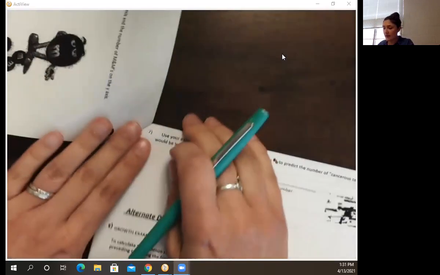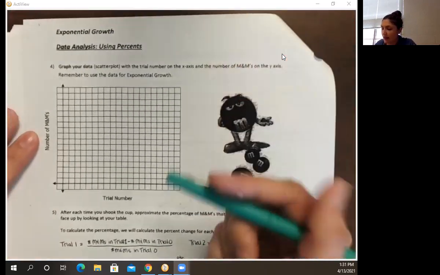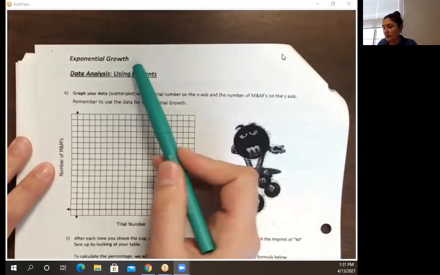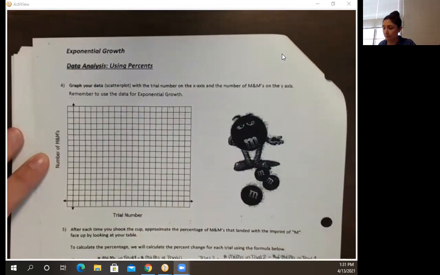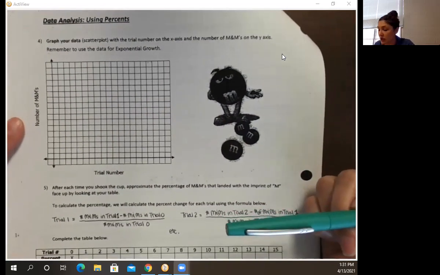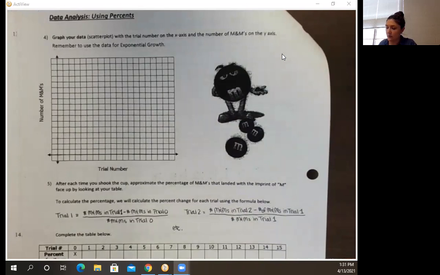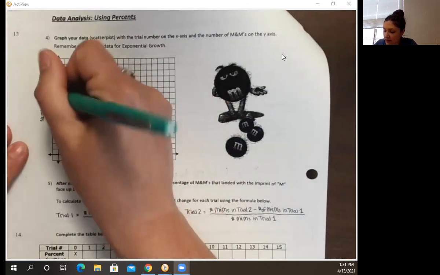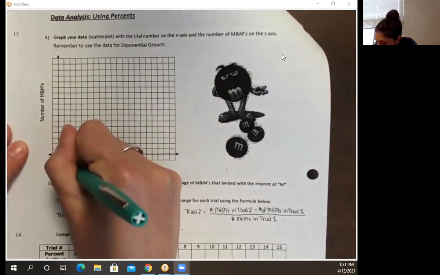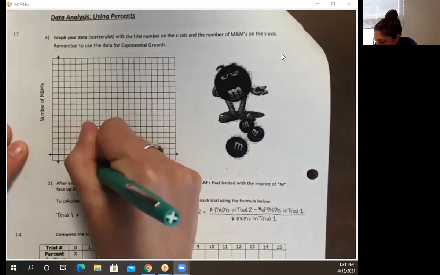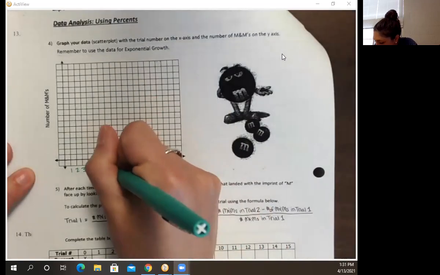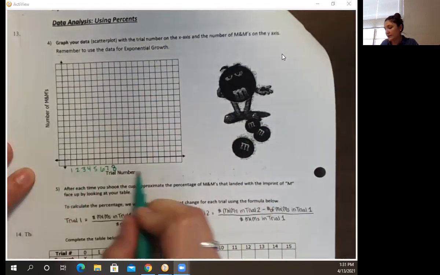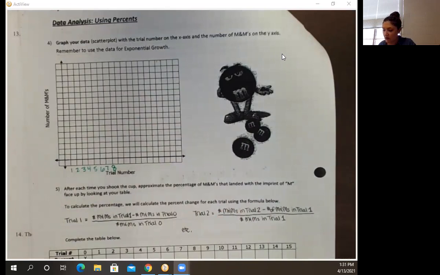So if we turn to the next page, the first thing I see here is that I'm dealing with my exponential growth information. So we're looking at that top table. And what I want to do to start is to create a scatter plot of that data. So our trial number along this axis and our number of M&Ms here. So I'm going to do 1, 2, 3, 4, 5, 6. And we got to 8 trials, 7, 8. If you wanted to label every other, that would be fine too.